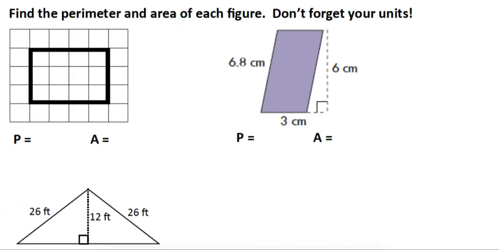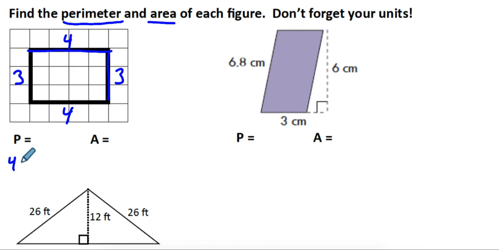So for each of these down here, you're going to do two things. You're going to find the perimeter and the area. So for a rectangle, this one should be easy. This edge here is 4 units long. This one here is 3 units long. So this one is 4 and this one is 3.